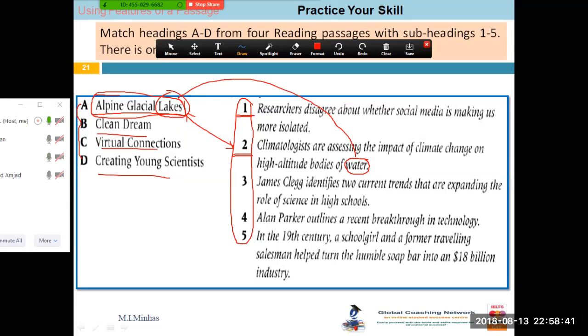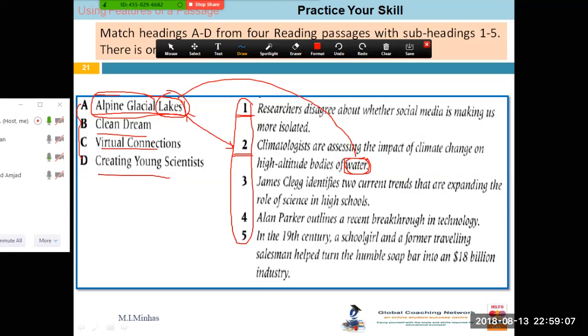Number 5, Amjad. In the 19th century, a schoolgirl and a former traveling salesman helped turn the humble soap bar into an $18 billion industry. Industry, right. So again, no link. So now, with this one word clue or hint, we can find the answer. Actually, A relates to 2.